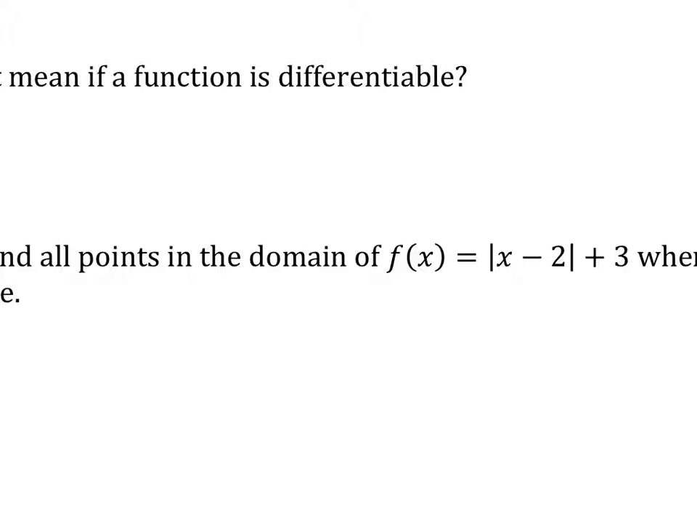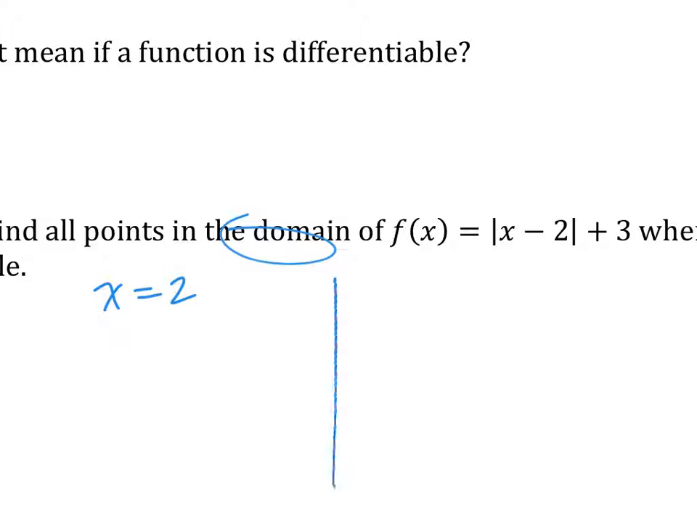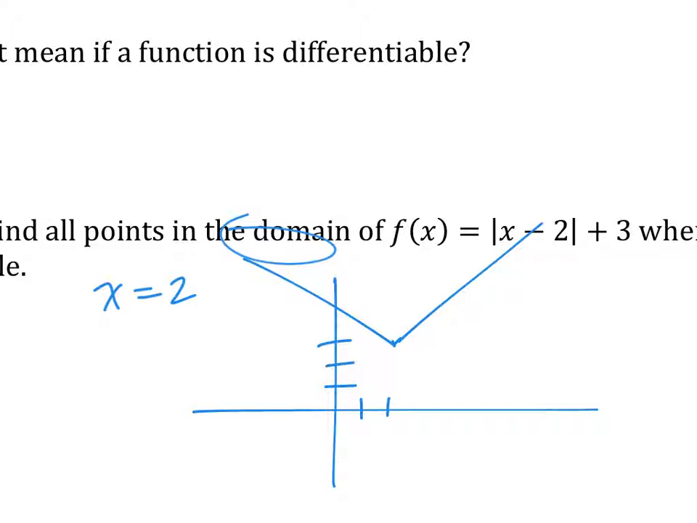Okay, Eleanor? It's the absolute. Where is that? Elizabeth? 2, 3. Okay, so close. But we only care about the domain, so we just want to say 2. If you recall, this is the absolute value graph, right 2 up 3. And then we said all corner points or all pointy points are not differentiable, so it's not differentiable at 2. They just want the domain, so you just write the domain.